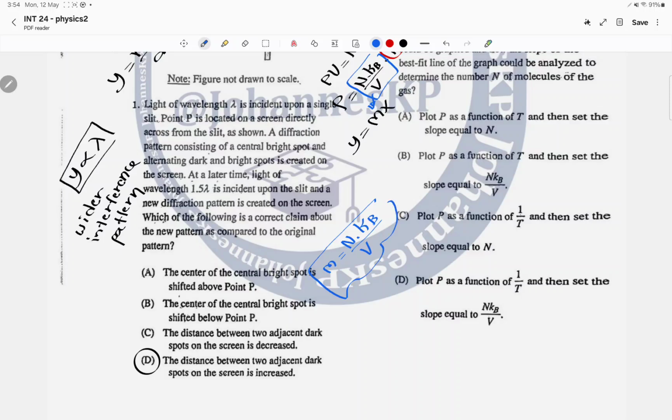And not sure about you, but I feel like B is possible because plotting P, that's the y-axis, as a function of T, that's the x-axis, and this slope. It is B. What do you think? It is. Great.